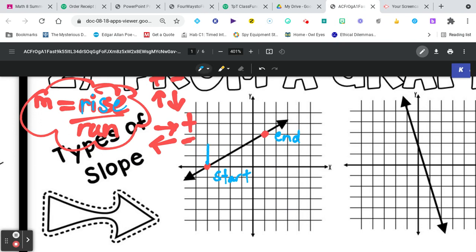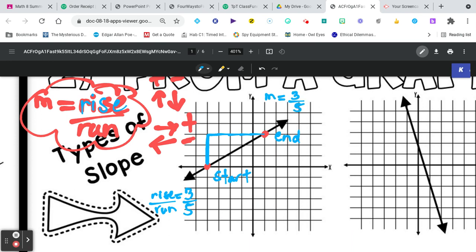So I'm going to start here, and I'm going to rise. I see that I'm rising 1, 2, 3 units. So my rise here is 3. And then run. Well, which way are you going to go to get to this other dot? You got to go to the right. 1, 2, 3, 4, 5 units. So your rise over your run is 3/5, which means your slope is 3/5.